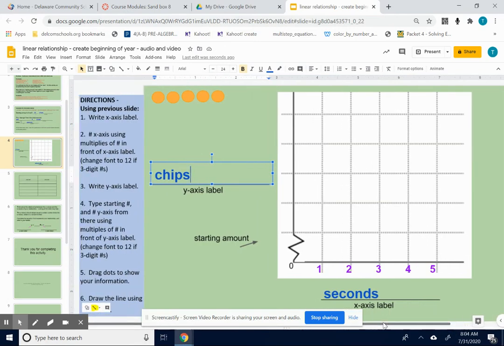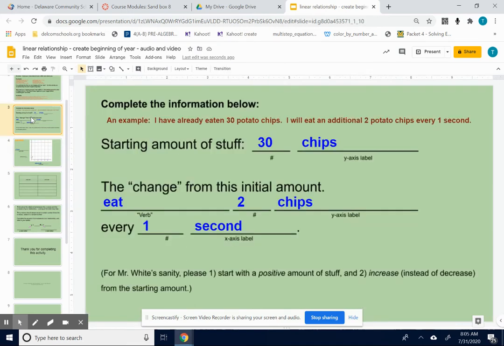Okay, then after you type that, for step 4, type the starting number, and I'll do both of these things at the same time. Type the starting number and then number the y-axis from that number using multiples of the number in front of the y-axis label. And that may sound confusing. I'll try to make this more clear. My starting amount was 30 chips, so I'm going to type in 30.